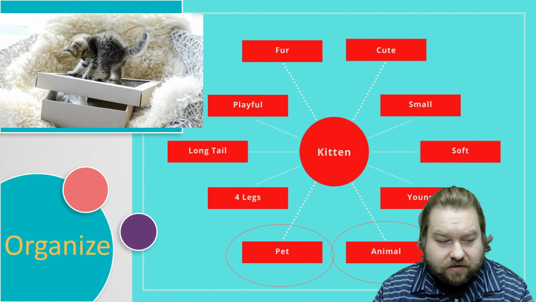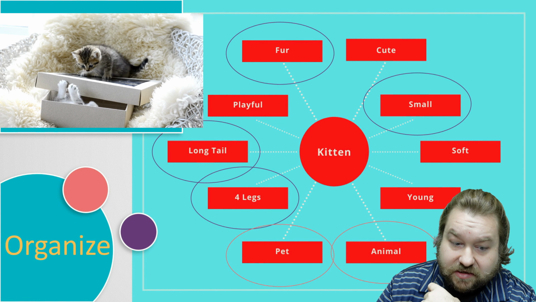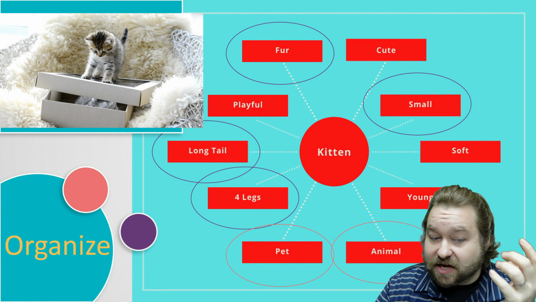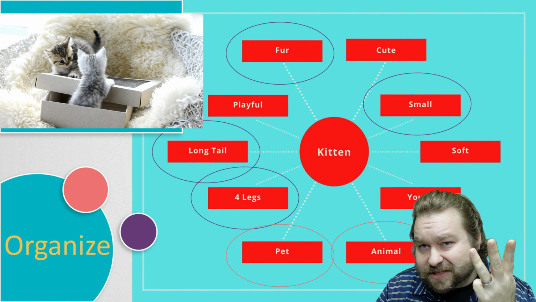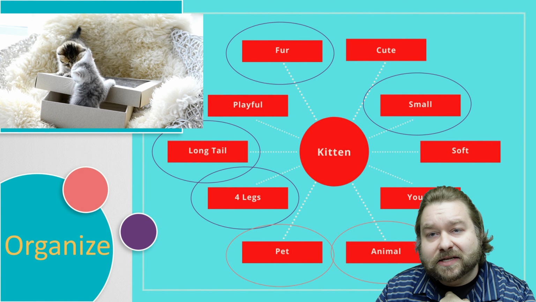What else goes together? Well, let's look at this one. I've circled 4 things now. Fur, small, long tail, 4 legs.